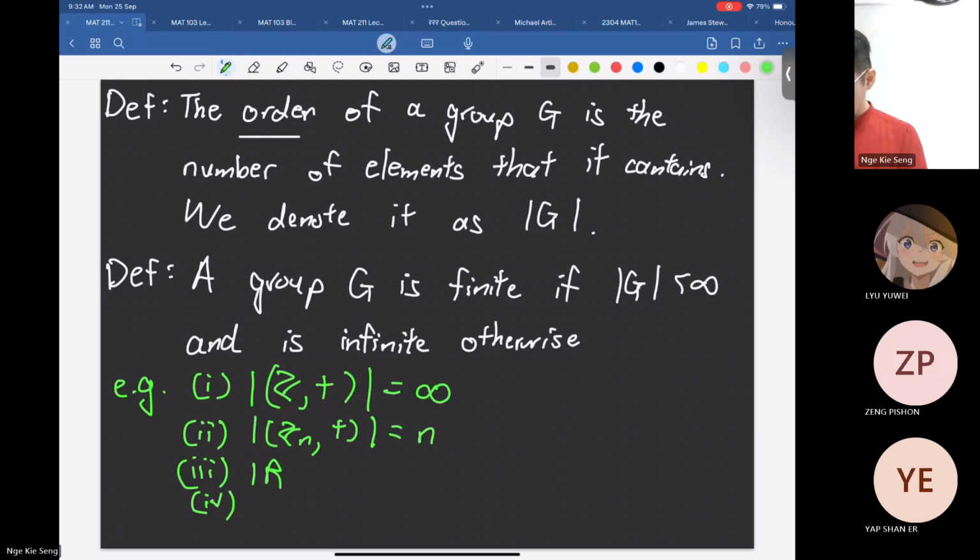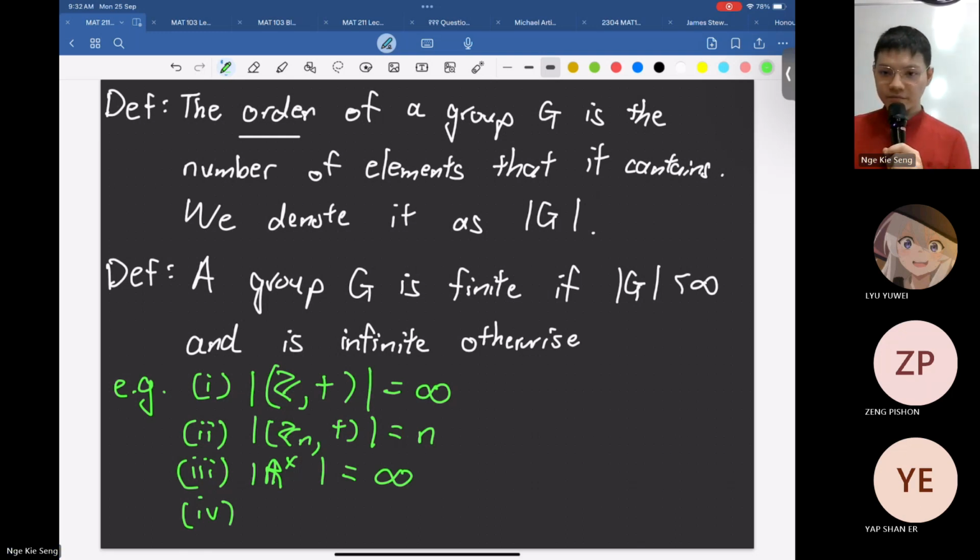How about multiplication on the real numbers? How many elements? Is it an infinite group or a finite group? Infinite, right? Because it already contains Z, and Z is already infinite.